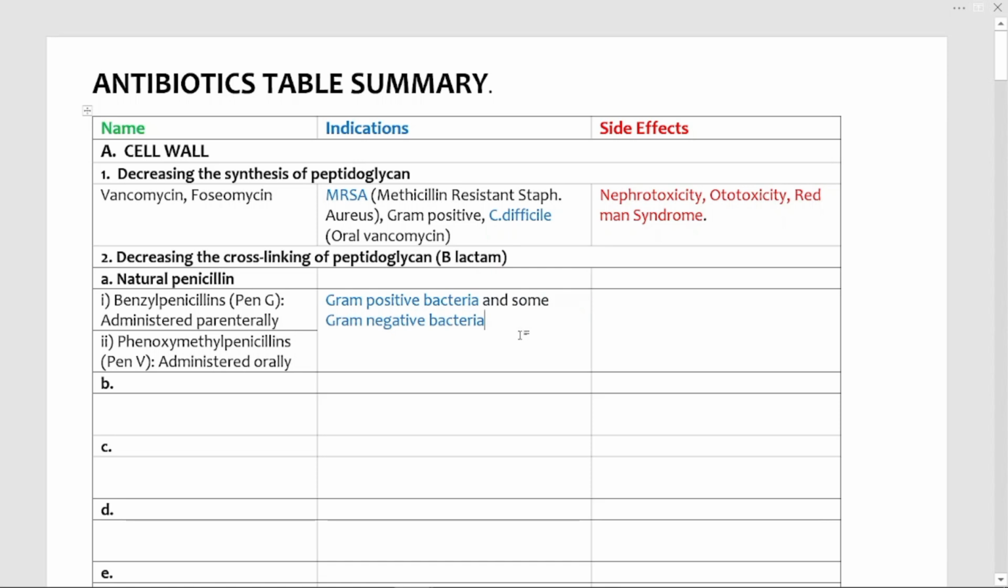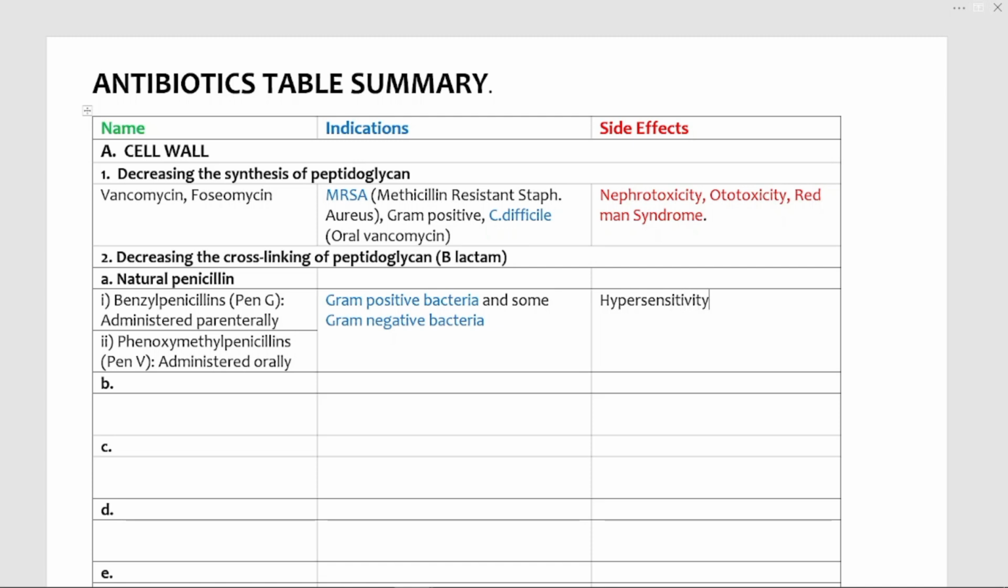Now, the major side effects when it comes to using natural penicillin, the first one, which is very common, is hypersensitivity. So you have to check, is this client allergic to penicillin? If the client is allergic to penicillin, then you have to use another antibiotic.